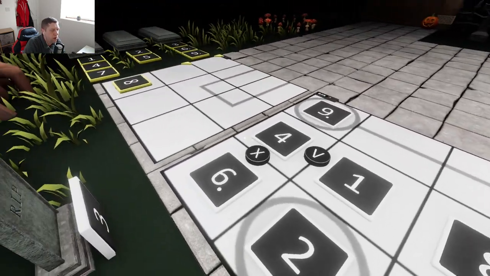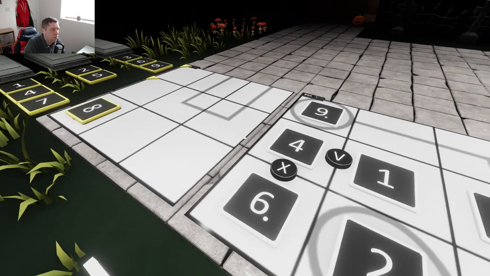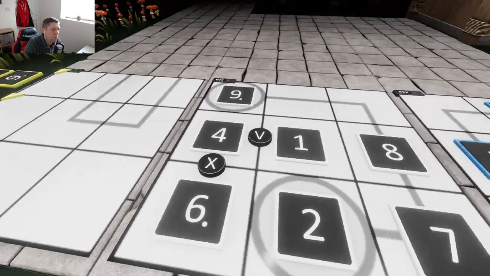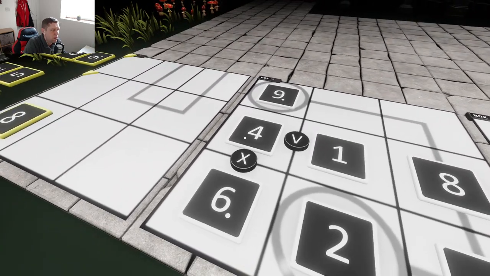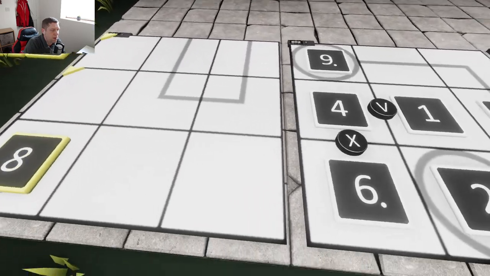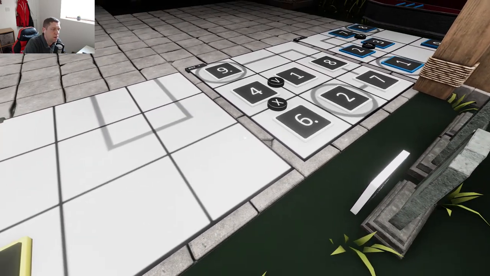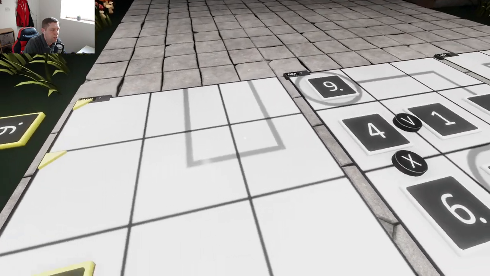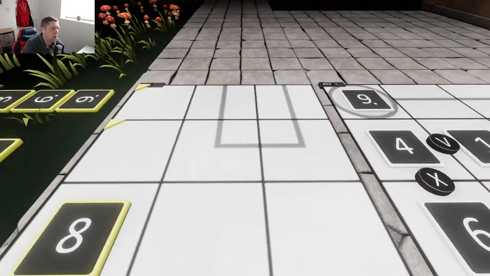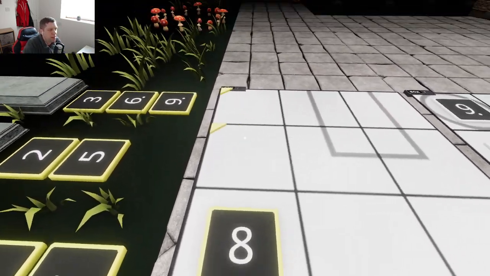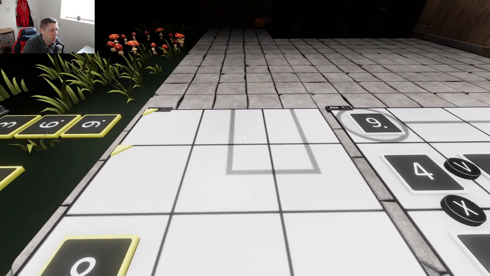1, 2, 3's got to go there. 4 can go anywhere. 5 can go anywhere. And 9 can't go there. Can't go there. So 9's in the middle here. Seems like we should be able to work out these two here, though.